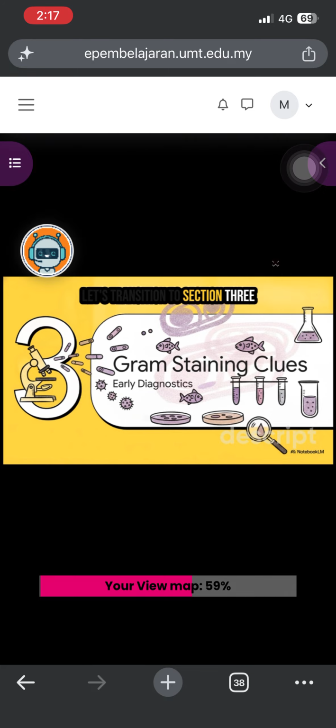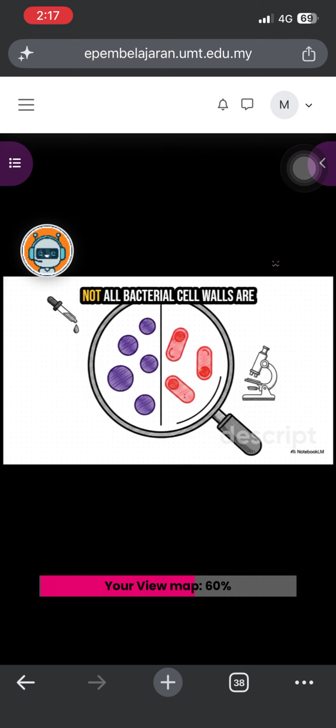Let's transition to Section 3 and head into the laboratory to look at gram staining early clues. So the crucial point here is that not all bacterial cell walls are built the same, and the lab uses a really cool technique called gram staining to exploit that difference.